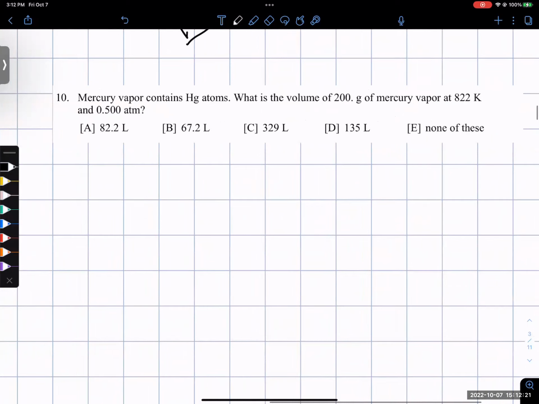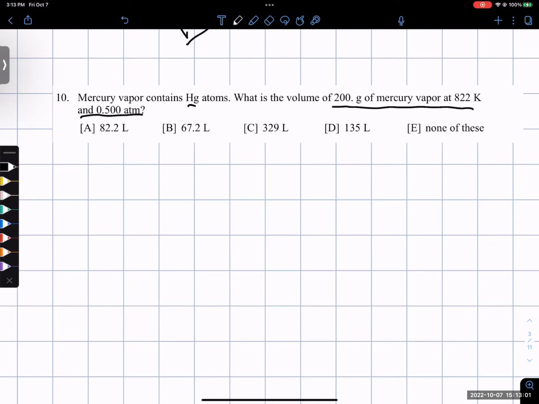Okay, let's do it. Mercury vapor containing Hg atoms, never would guess that. What is the volume of 200 grams of mercury vapor at 822 Kelvin and 0.5 atmospheres? So how would you go about solving this problem? What equation would you use? Is there an easier equation, maybe a derived equation that you can just plug everything into?